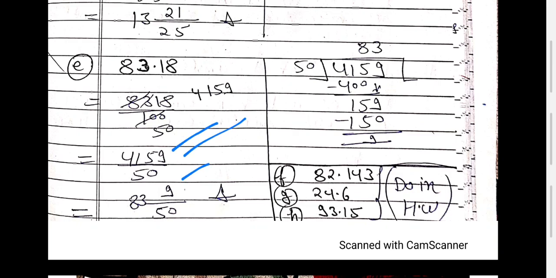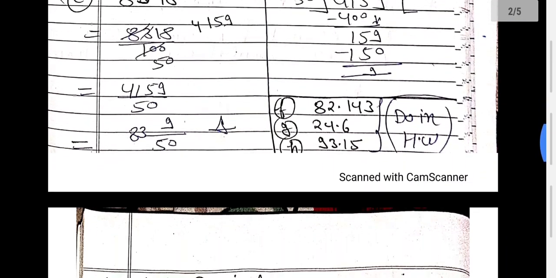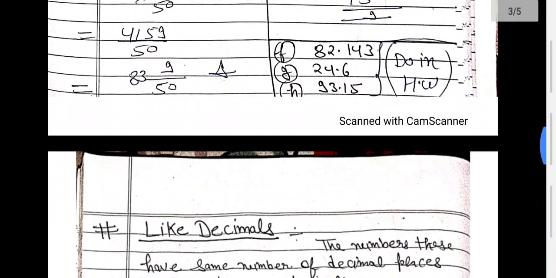Now the upper part is more, and you cannot divide further, so convert into a mixed fraction. 50 8s are 400, minus, next number 9, 50 3s are 150, and the remainder is 9. So the remainder goes on the upper side, the denominator stays in the same place, and the quotient goes in front of it. So your answer is 83 and 9 upon 50. Similarly, F, G, H you have to do by yourself as homework. So now this exercise, exercise 5B, is completed.